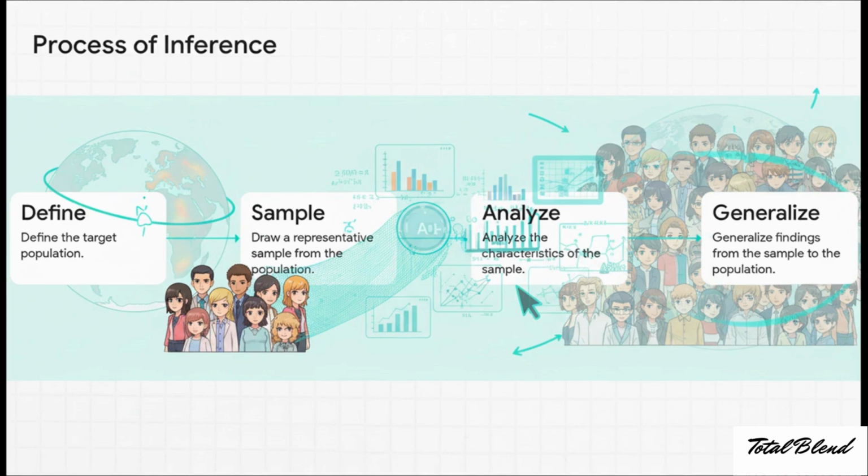If it is, your conclusion about that one spoonful is probably true for the whole pot. And the big takeaway here is that this isn't just a wild guess. It is a strict, rigorous process. You have to follow the steps. First, you define exactly who you're talking about. Then, you draw a really good representative sample. You analyze that sample inside and out. And only then can you generalize what you found back to the bigger group.